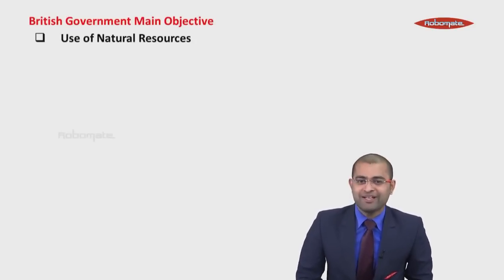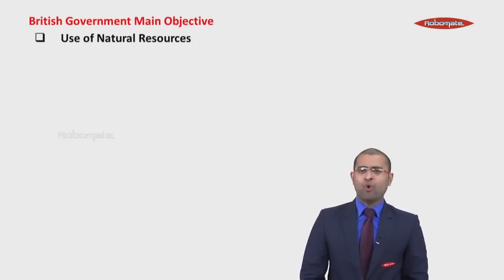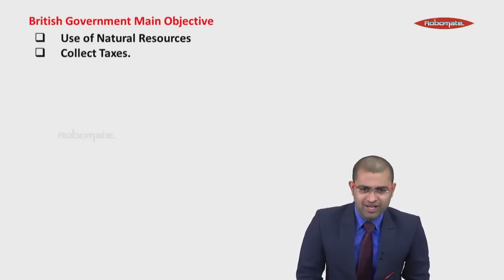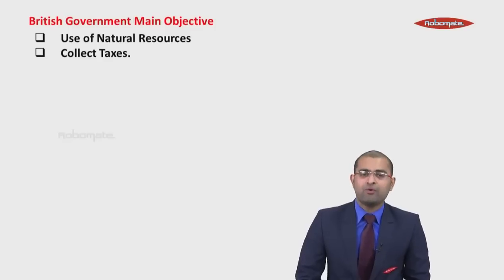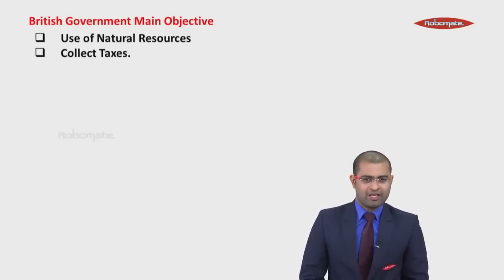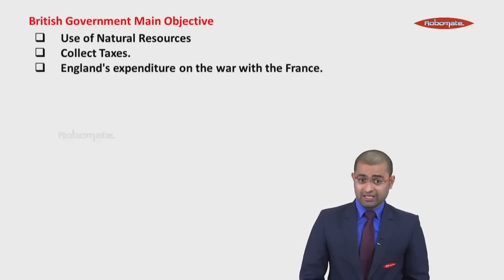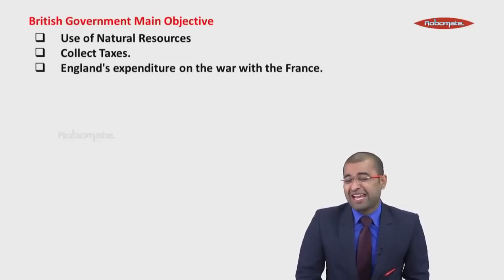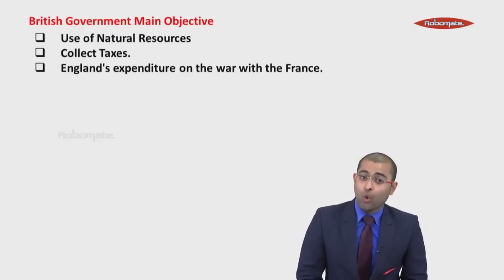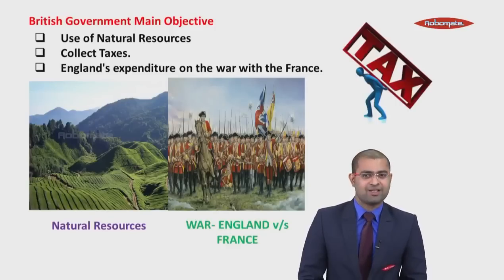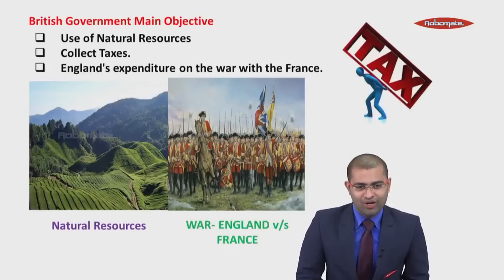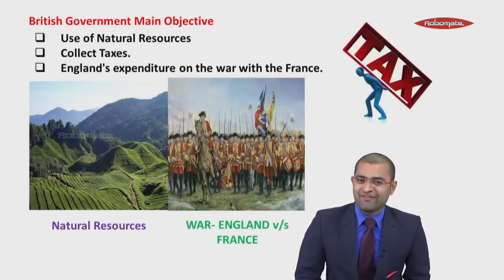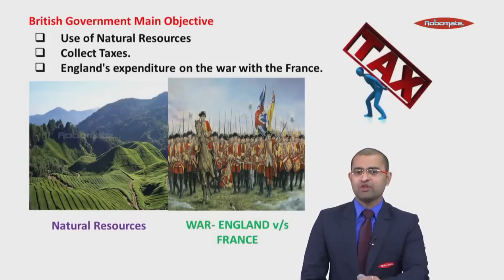What were the main objectives of the British government? The British government wanted to make optimum utilization of the natural resources which they found in America. They also collected taxes, because of the compensation for the war they had with France. Students, England had a war with France which was known as the Seven Years' War. It started in 1756 and ended in 1763. The war continued for almost 7 years.